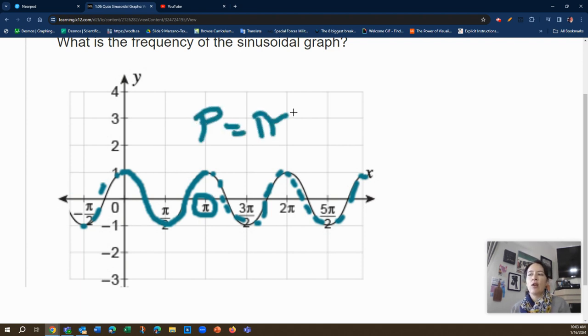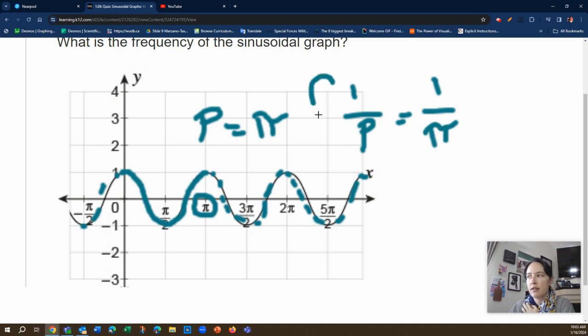The frequency wants to know, like, if this was units of time, how much of the graph would be per 1 unit, like how frequently every 1 unit we will see it. So the frequency will be 1 over the period. So it's just going to be 1 over pi. That's the frequency.